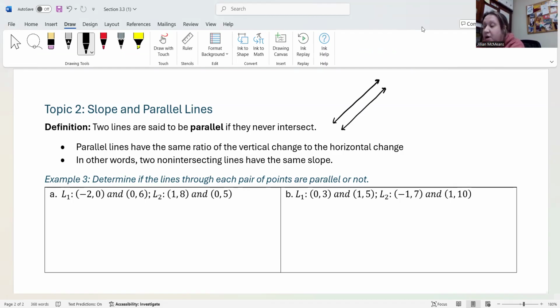In other words, two non-intersecting lines have the same slope. They just are in different locations, but they have the exact same slope, and that's really important to understand. So parallel lines have the same slope.